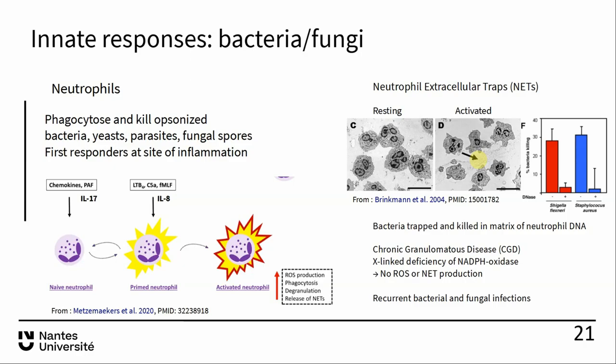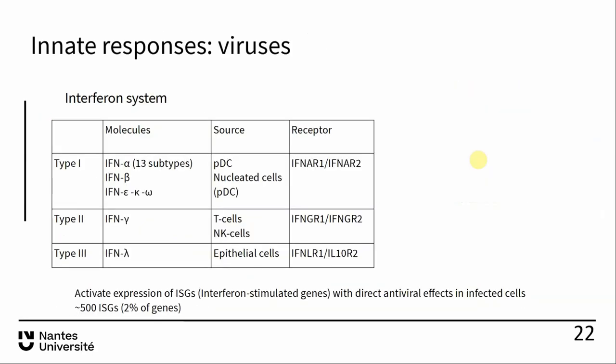Now, there's a link between production of reactive oxygen species and NET production. So if you knock out or have an X-linked mutation of the NADPH oxidase, which is essential for ROS production, you don't get any reactive oxygen species and you don't get any NETs. And people with this mutation have chronic granulomatous disease, recurrent bacterial and fungal infections. So that's telling you that neutrophil activation, this effector branch of the innate immune system, is really important for bacterial and fungal infections.